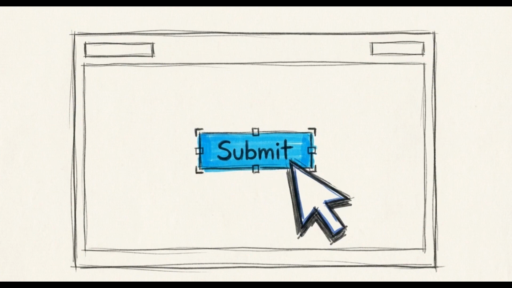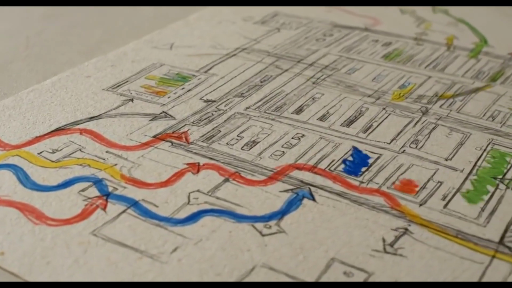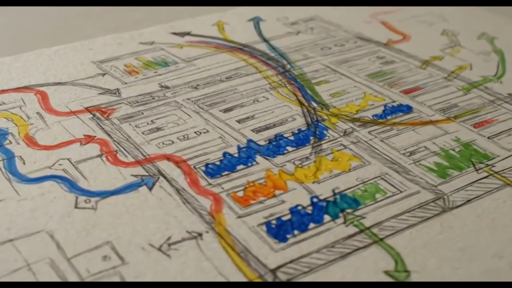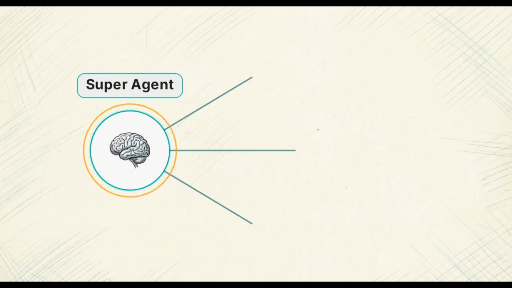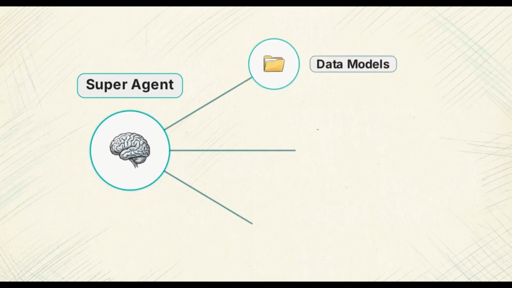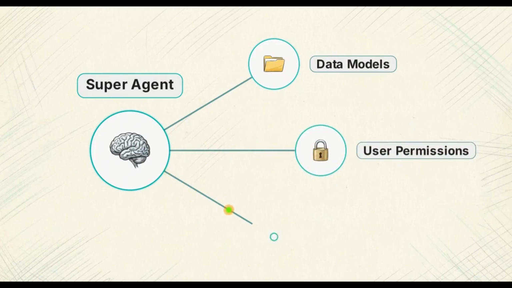Standard no-code tools are designed for static pages, sites waiting for a user's click. To build a system that manages data and background processes on its own, we need to look at the AI super agent. This is the agentic operating system. It functions as a layer where you orchestrate multiple AI agents to manage your data models, user permissions, and workflows.